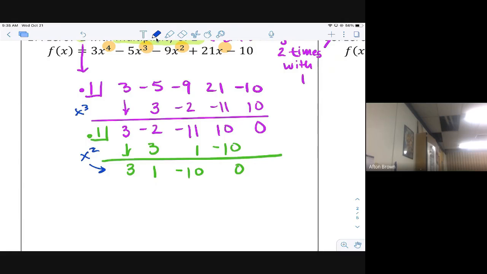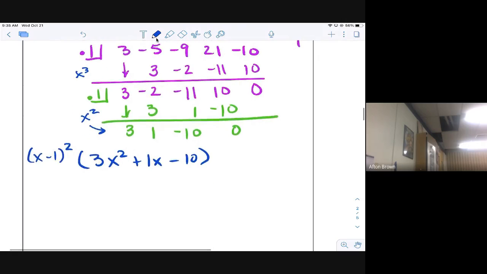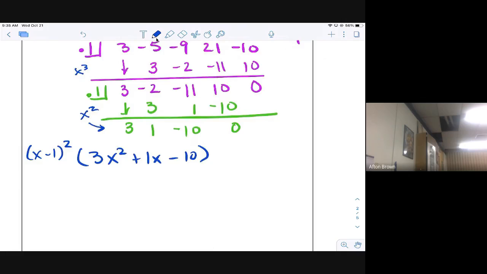Can we just keep going down? But I know that by 2, this would be x minus 1. I can just square it, right? So it would be squared. And now I have 3x squared plus 1x minus 10. And then are we done? No. Dang it.